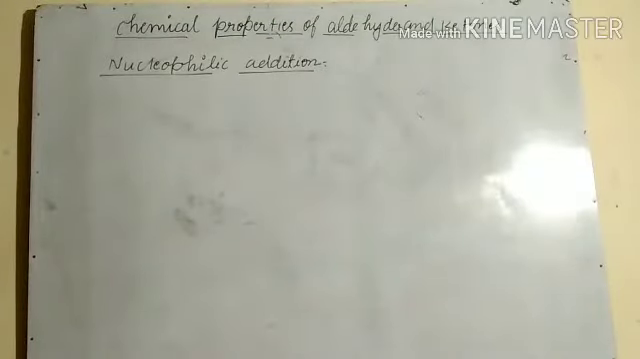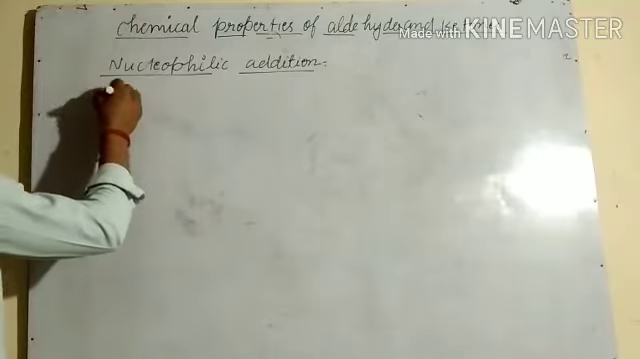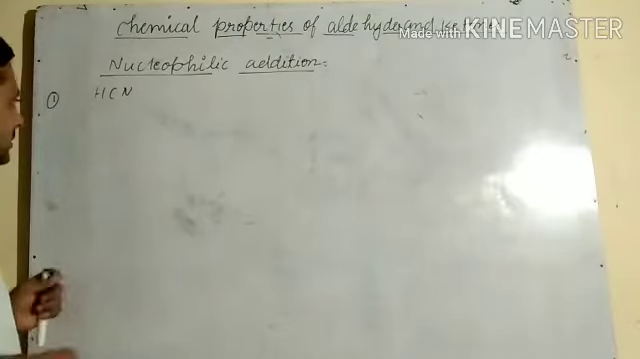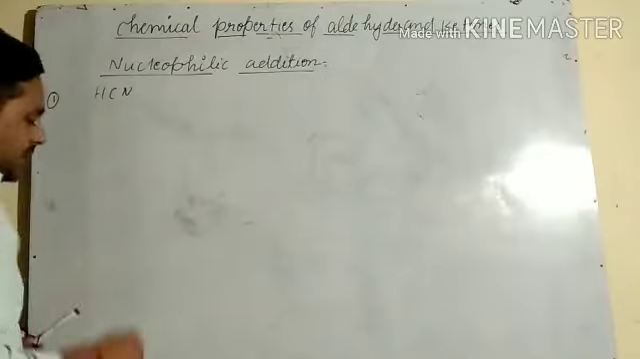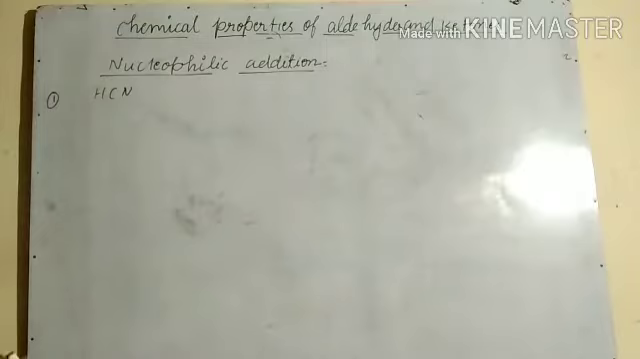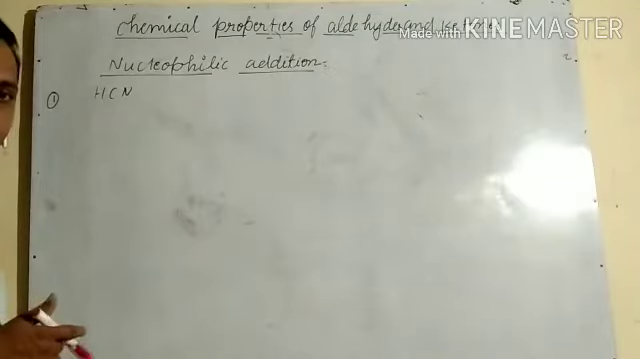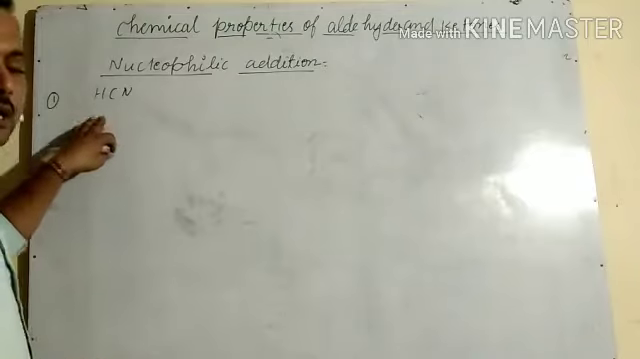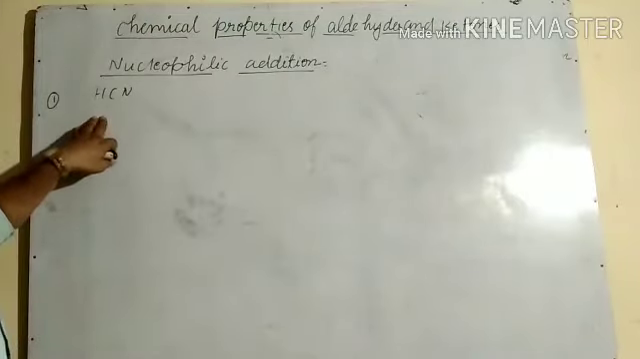So now, nucleophilic addition of HCN. First point is addition of HCN. So what is the process? How does it take place? Addition of HCN to aldehydes and ketones gives cyanohydrin. But the addition of HCN takes place in the presence of a base.